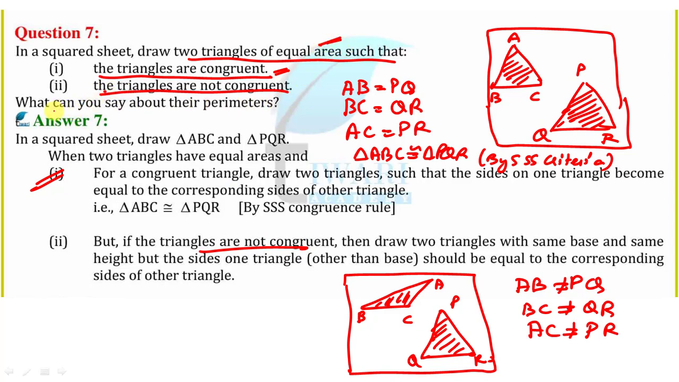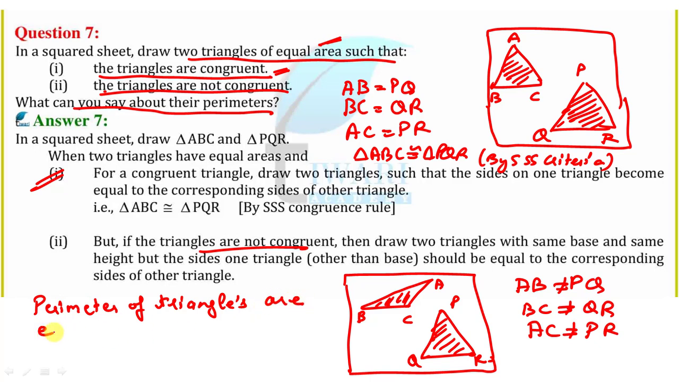Next, what can you say about the perimeter? If two triangles are congruent, then their perimeters must also be equal. So we can say that the perimeters of triangles are equal if they are congruent. What is perimeter? Perimeter is the sum of all the sides of a triangle.